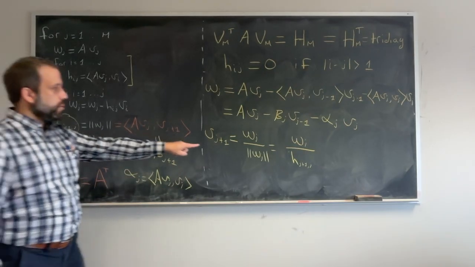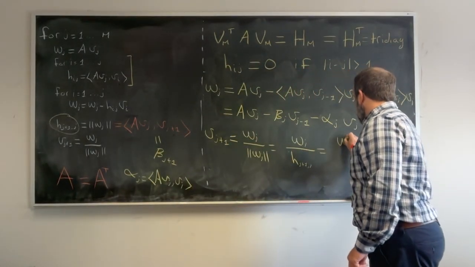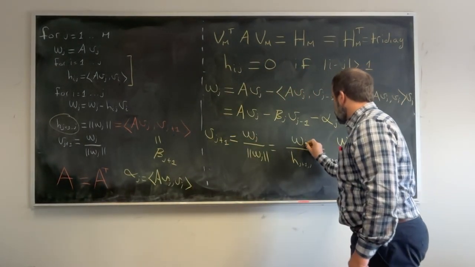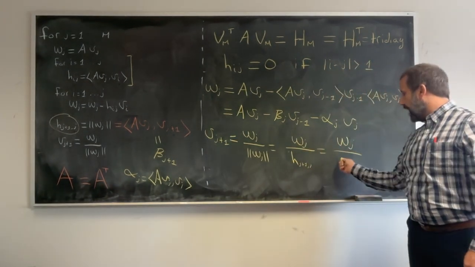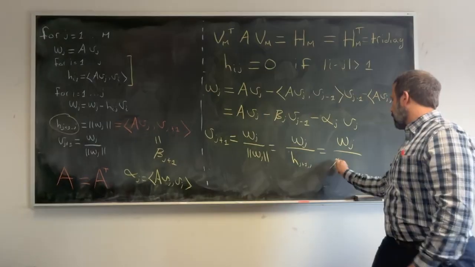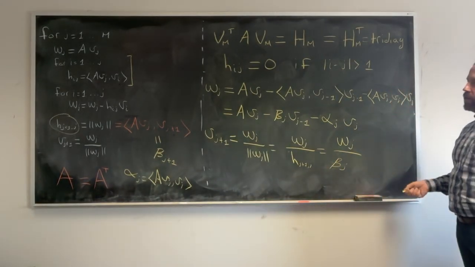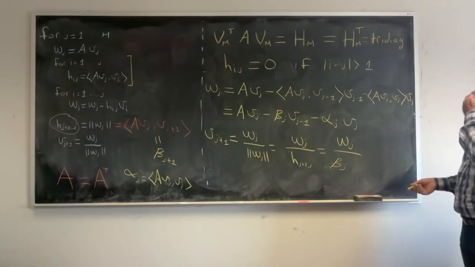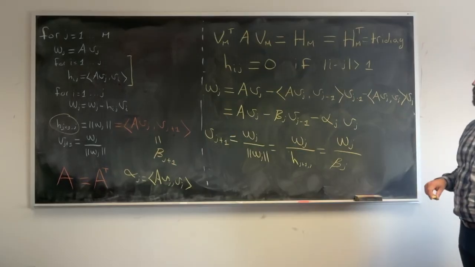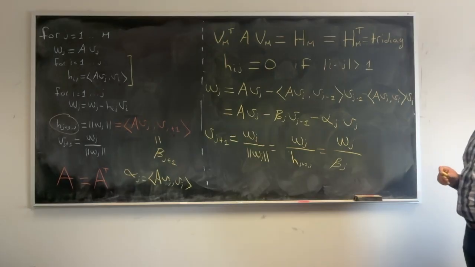So, all right, what do we have here? This is equal to wj divided by this, and what is this? Well, that's simply going to be beta j. And we've already computed what beta j is. We computed beta j in the previous step. Here we're working on j plus 1.